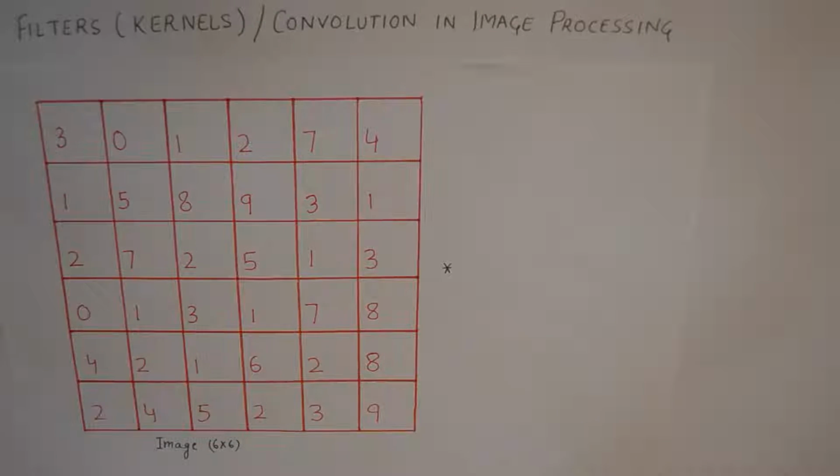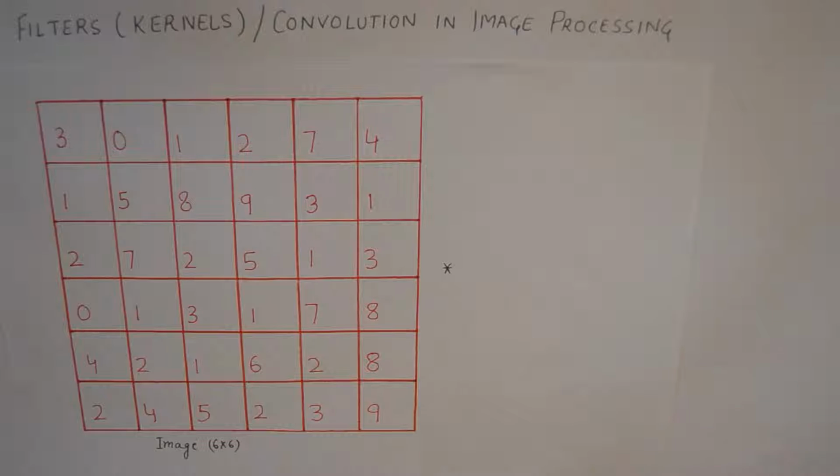In today's tutorial, we'll talk about filters, which are also known as kernels at times in image processing, and we'll also talk about convolution in image processing. Please understand filters are certain matrices in image processing that will perform certain operation on an image.